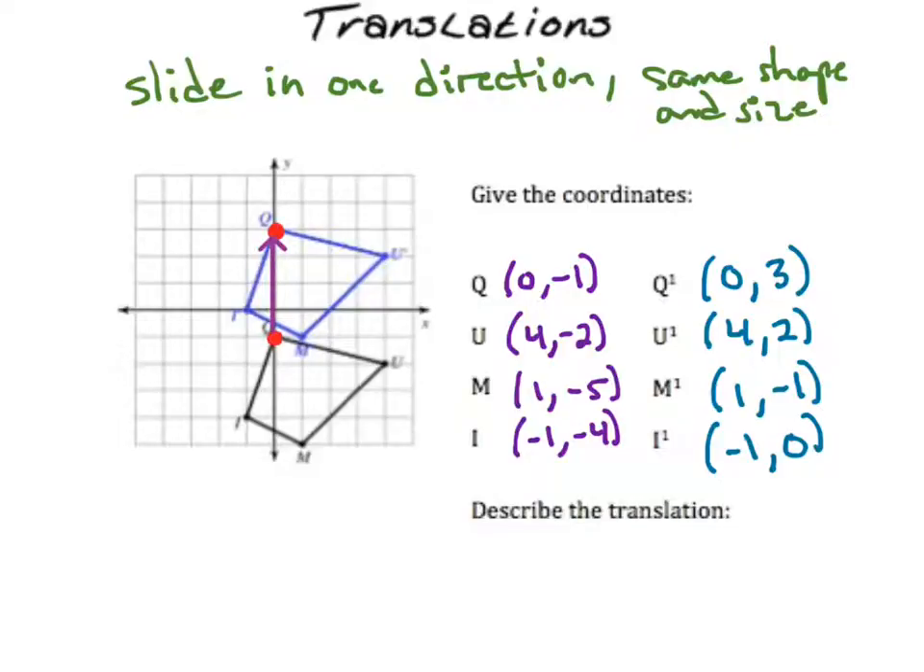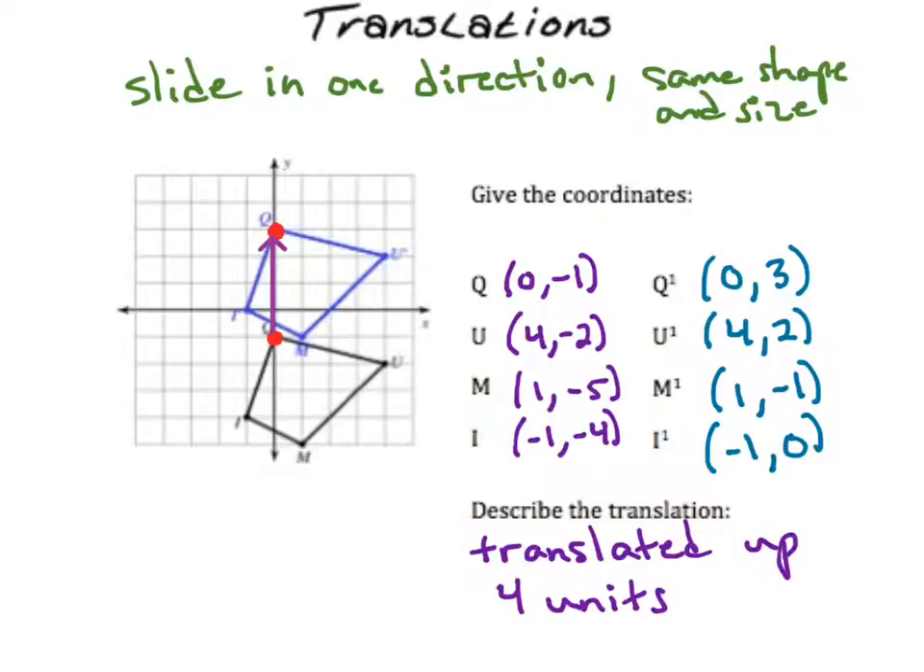Okay, the next thing we're going to do is we're going to describe the translation. So if you notice, I went ahead and I compared Q and Q sub 1. Well, what's happening? It's just going up, right? But remember, we don't care just about the direction. We want to know how much. It went up by 1, 2, 3, 4 units. So it translated up 4 units.